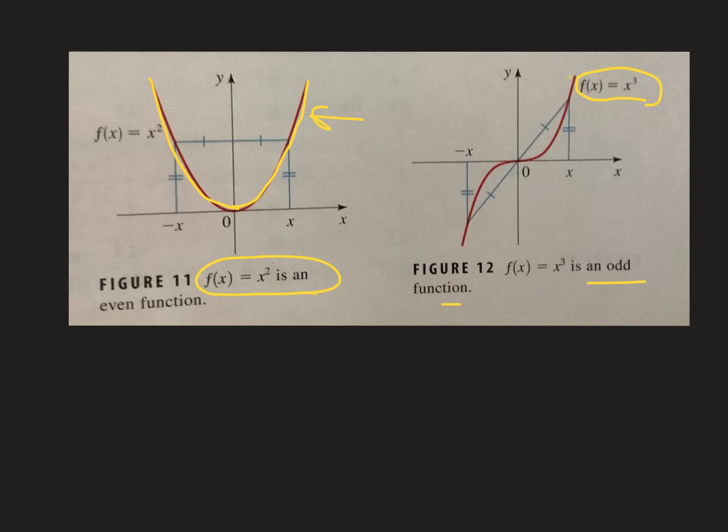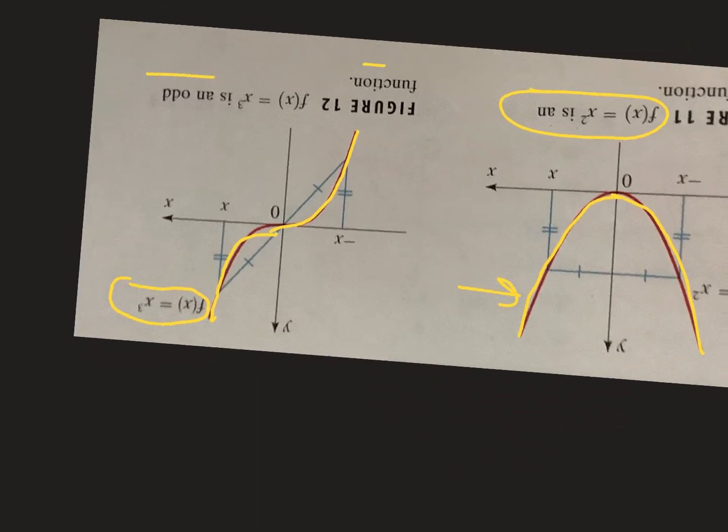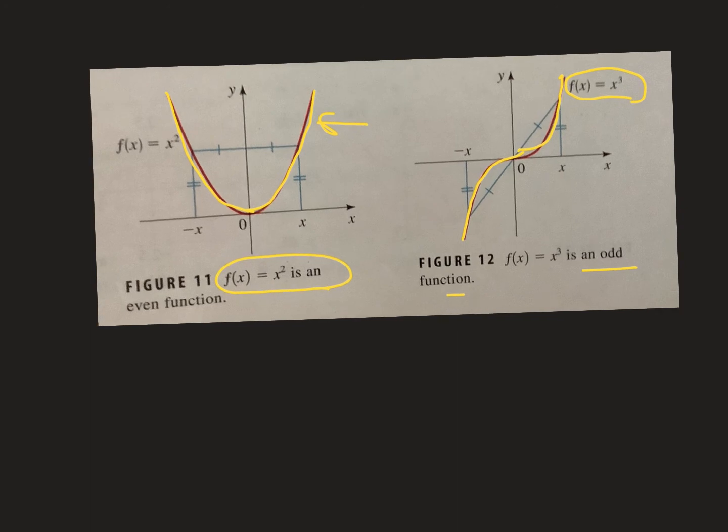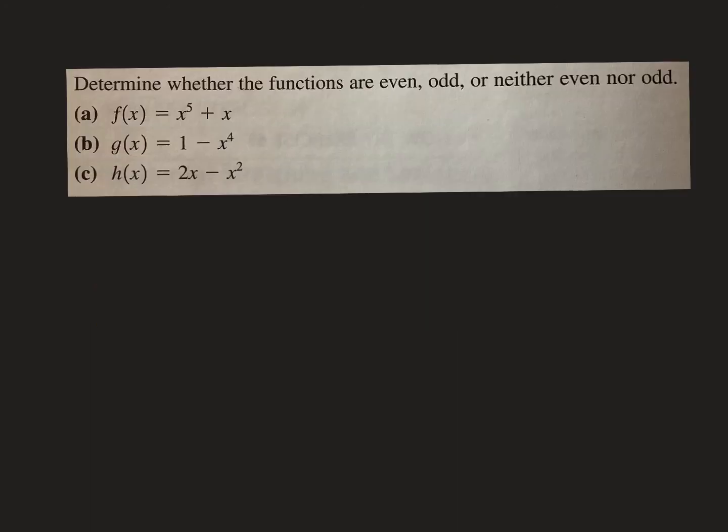Okay, so look at this. If I take that graph right there and I'm going to turn it upside down, let me see if I can do that real quick. If I turn it upside down, like that, it looks exactly the same as it did right side up. And that's how you can tell if it's odd. All right, these say determine whether they're odd, even, or neither, because they could be neither.